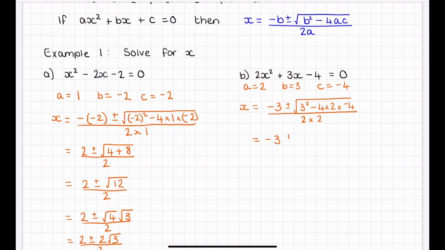Simplify, so minus 3 plus or minus 3 squared, which is 9, minus 4 times 2 will give us minus 8, times minus 4 will give us plus 32. And all divided by 2 times 2, which is 4. And so we'll have minus 3 plus or minus the square root of 9 plus 32 is 41, so the square root of 41, divided by 4. Now we can't do anything with the square root of 41, so we're just going to leave our answer like that. So minus 3 plus or minus the square root of 41 on 4.